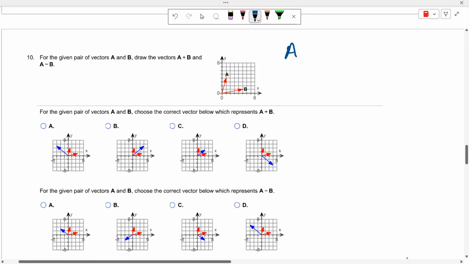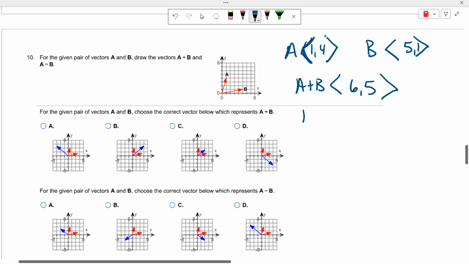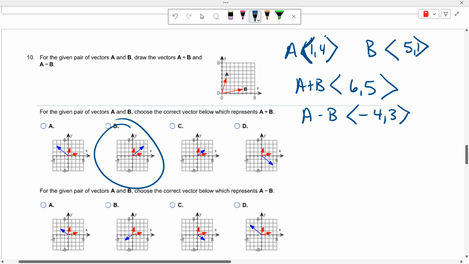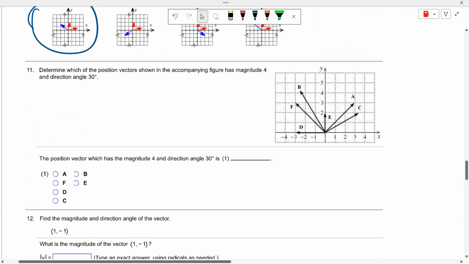Here, A is 1, 4. B is 5, 1. What's A plus B? 6, 5. What's A minus B? -4, 3. So I find 6, 5, which is this one. I find -4, 3, which is this one. Which one has an angle of 30 degrees and is about 4 long? C.